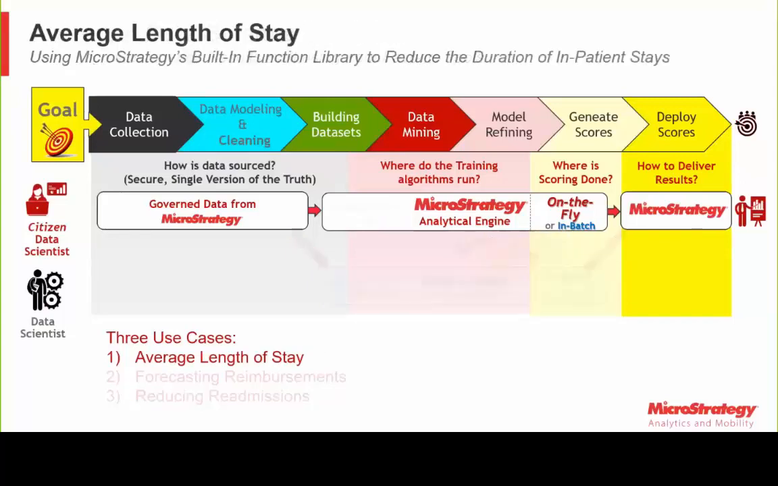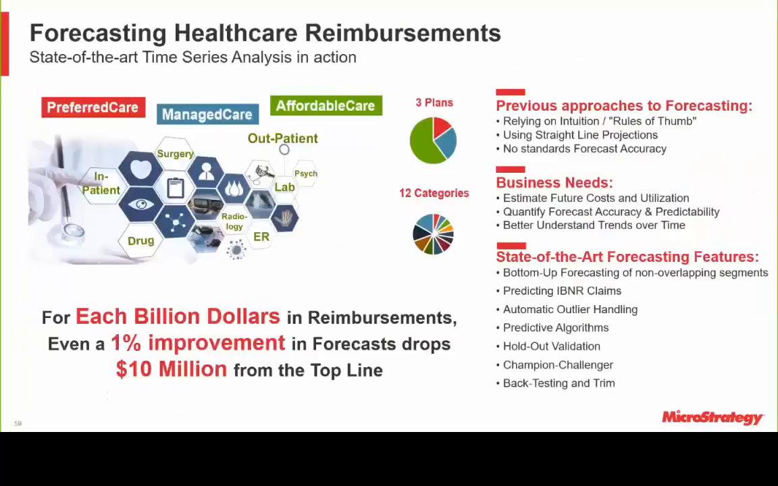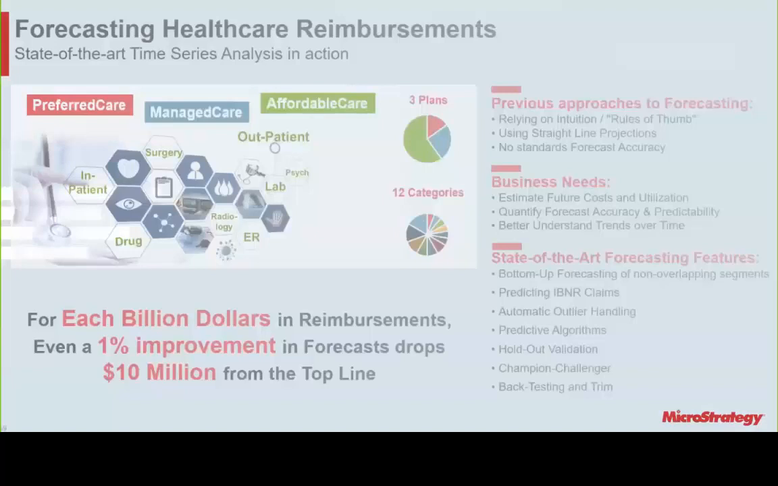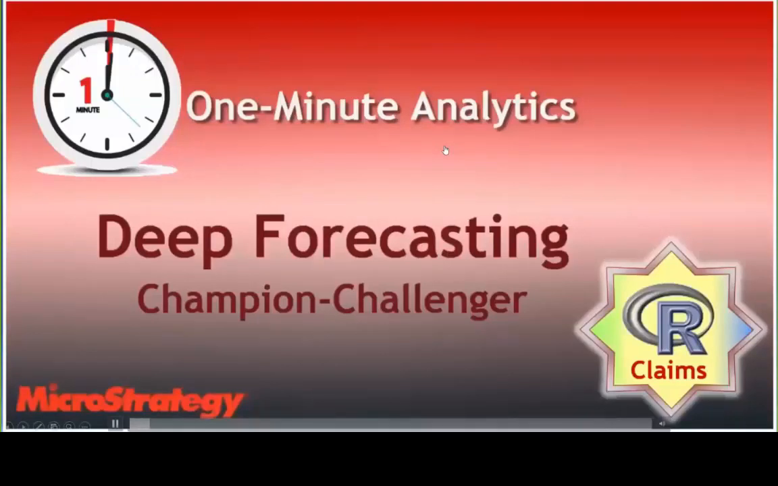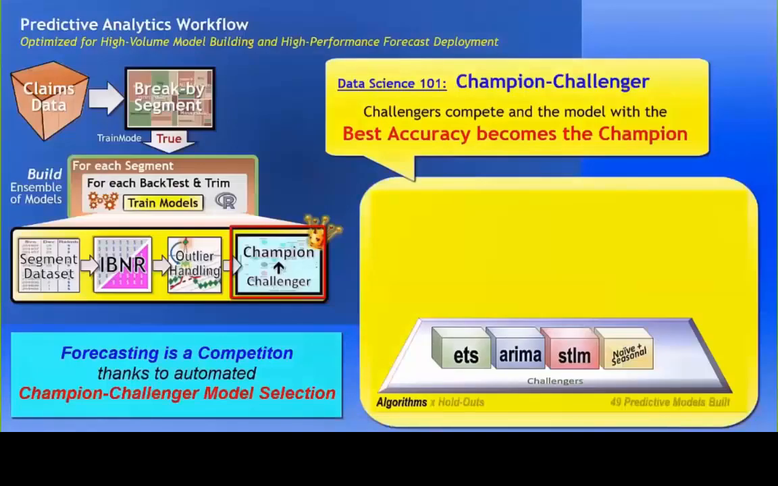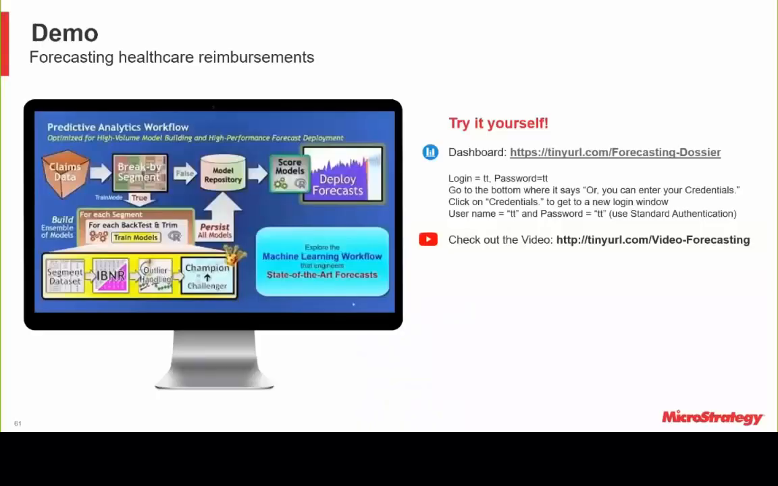In the few minutes that I have left, I do want to talk about how we can do some things like forecasting reimbursements. This is another healthcare example, and I do have some videos here that show how we took data from a number of different sources in the environment and came up with some good deep forecasts. These are a bunch of one-minute videos that I don't have time to go into, but they are here if you want to do this demonstration. They talk a little bit about how we do things like champion challenger model selection, as well as doing some other cases as well.